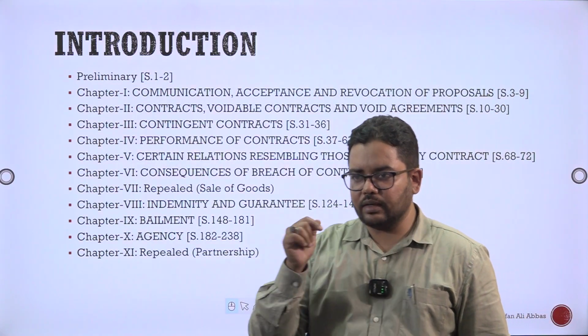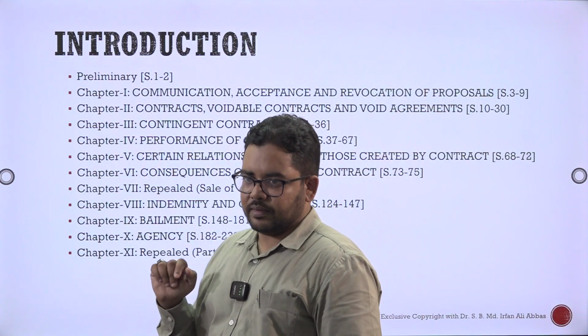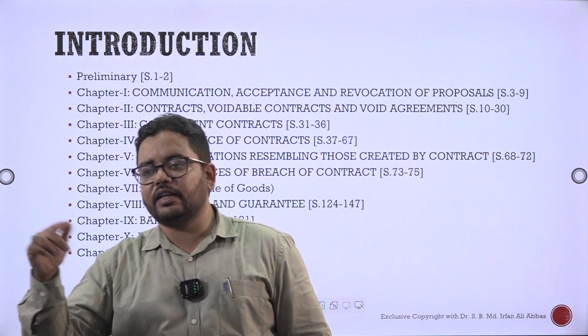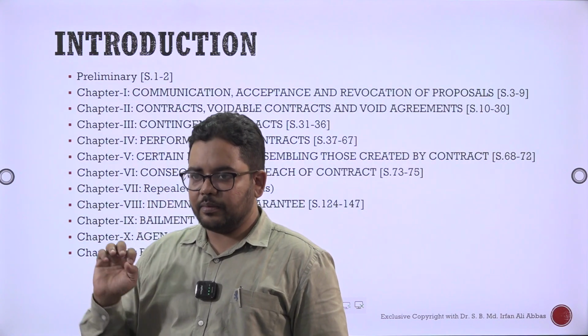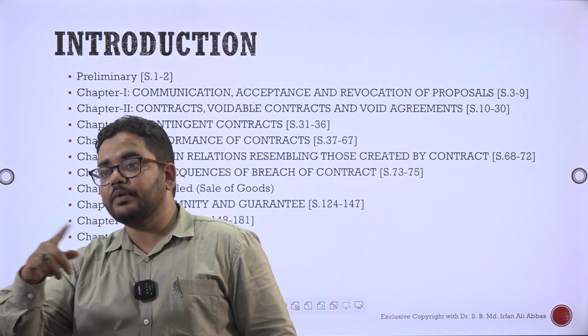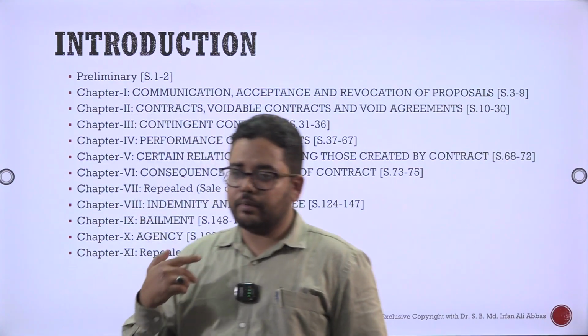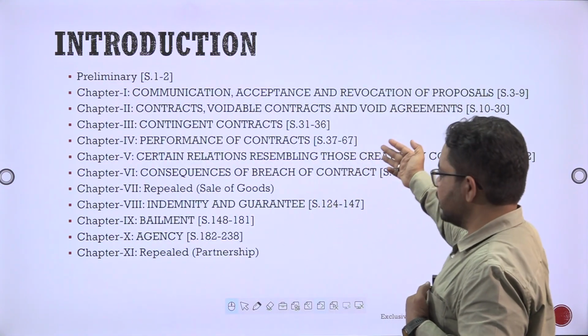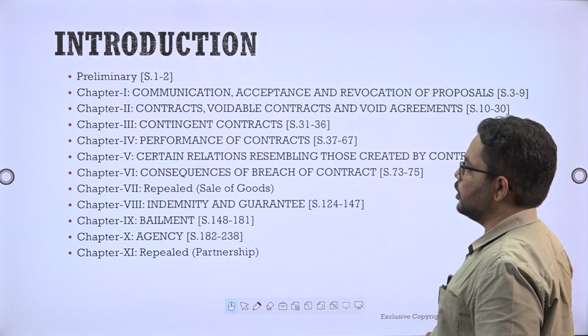Now I told you an example. So there is a mistake. He said okay, but he said okay thinking that it is 1,000 pencils, not 10,000 pencils. So there is a mistake of fact. There may be mistake of fact, mistake of law. Then what would be the consequence? Those things are provided under chapter 2.